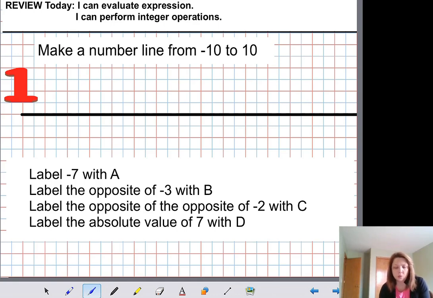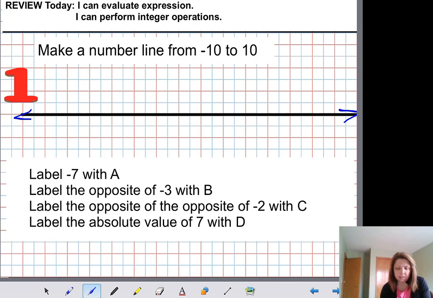So, first thing we're going to review today will be how to evaluate expressions. And when we talk about expressions, we also talk about integer operations. The first example will be, we will have given a number line, and that will be my number line. And we will have also a few tasks to complete. Make a number line from -10 to 10, so that will be the first thing, and then we will check those. We will label different numbers on the number line with letters A, B, C, and D.